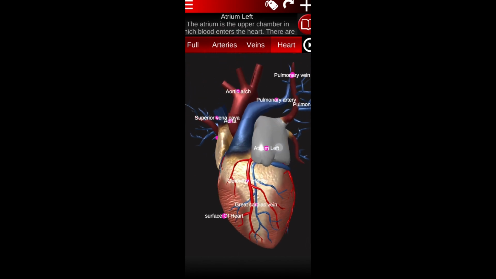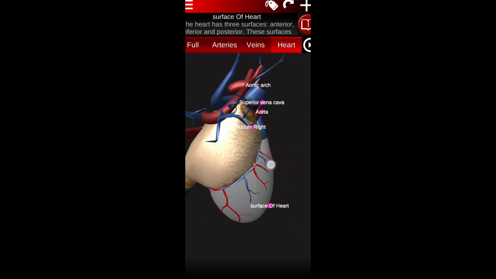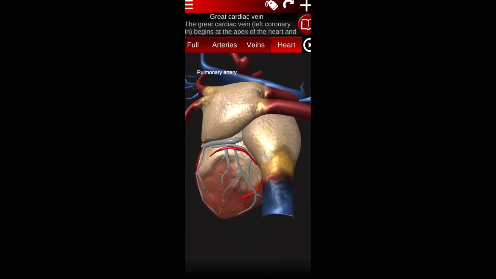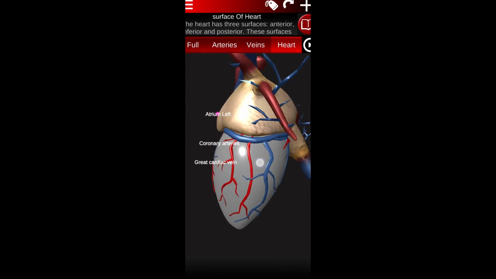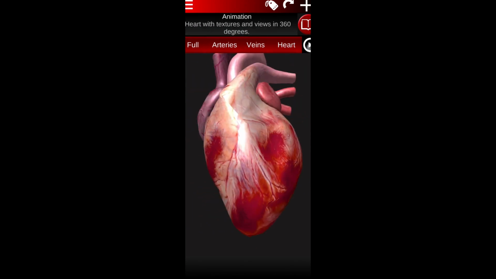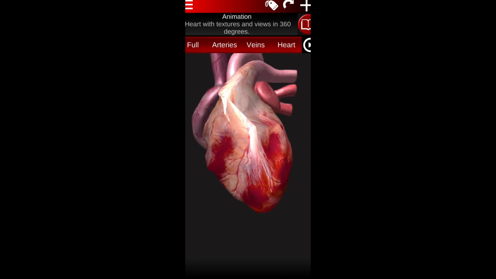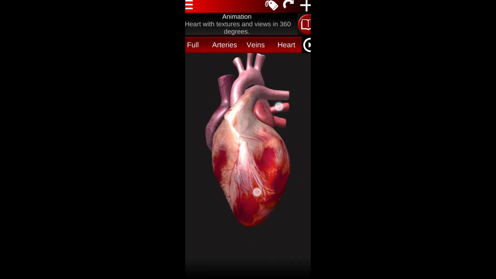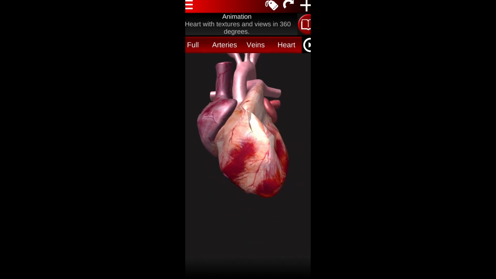So this is basically a short review of the heart. Now let's see how the heart actually does the pumping. Here you can see the pumping of the heart. The heart is pumping like this all the time in our body.